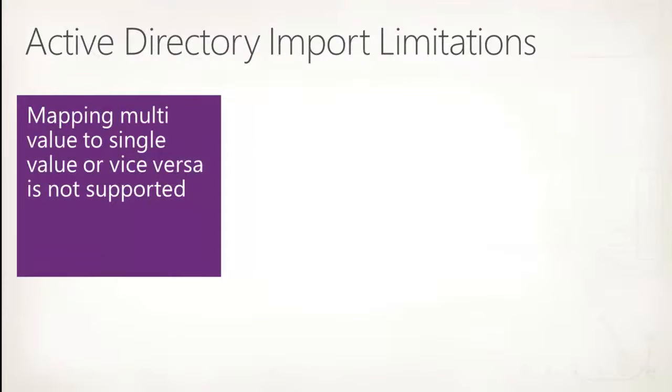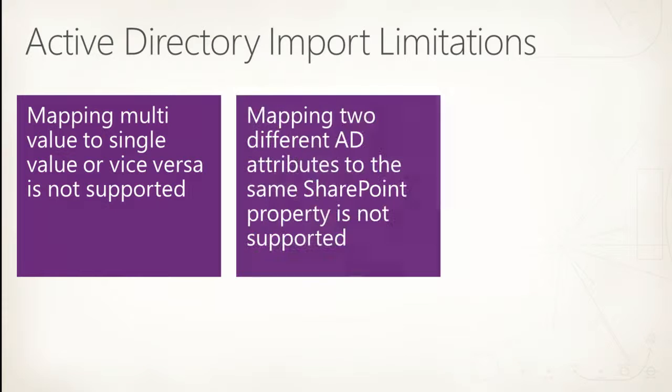We can't do casts here, so we don't want to map a multi-value to a single value or the other way around. You can't have 2 attributes going to the same property. Some of you are probably sort of giggling and saying, well, why would anybody do that? But believe me, we see it quite a lot.